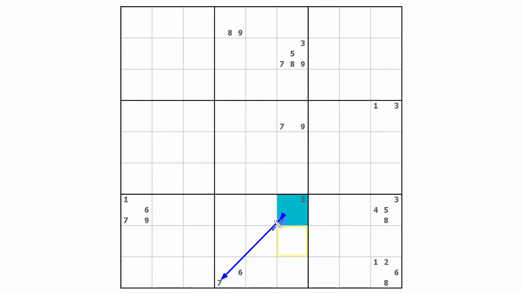Or you could link this 7 to this 7, and that would also be a strong link because they are the only two 7s in row 7. Or you could link this 7 to this 7, and that would be a weak link because there are more than two 7s in column 6. Or you could link this 7 to this 7 up here, and that would also be a weak link. Because you are coming out of this cell from the 7, you cannot link it to anything but another 7 in another cell in the same house.